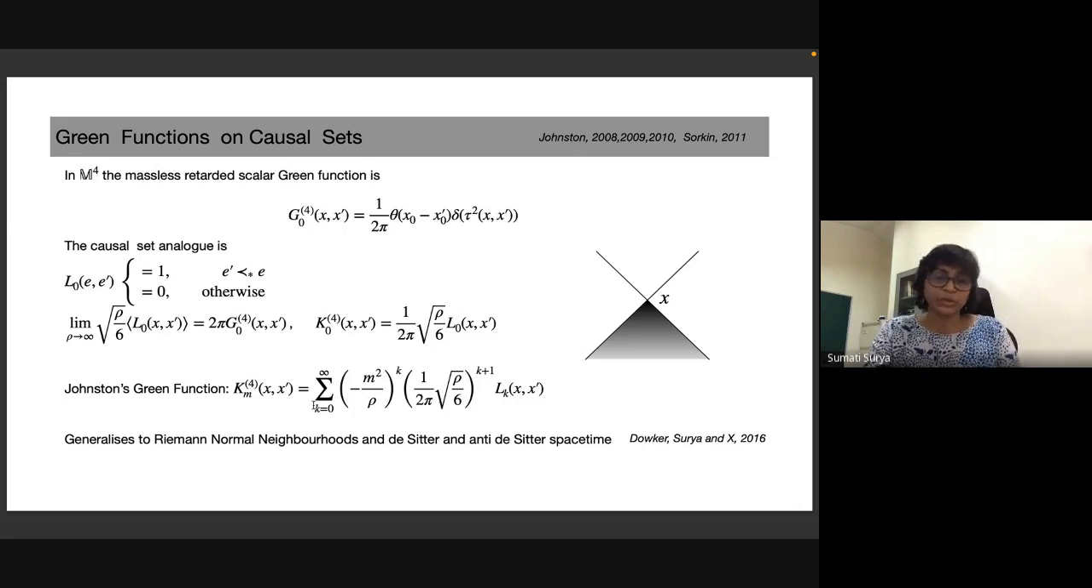And something we showed later was that this construction actually generalizes to Riemann normal neighborhoods in two dimensions, as well as in four dimensions with certain conditions on the curvature. But more importantly, and for our interest, to de Sitter spacetime, and also, by the way, to anti-de Sitter spacetime. So in de Sitter spacetime, it's exactly of the same form. So you can construct massless and massive Green functions in two and four dimensions in de Sitter spacetime.